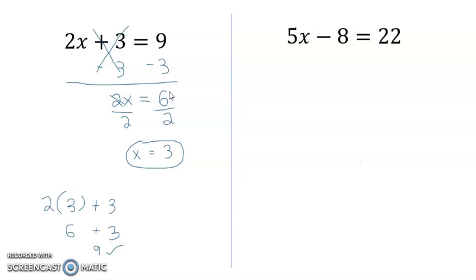Let's take a look at our second example. 5x minus 8 equals 22. This means we multiplied 5 times x and then subtracted 8 to get 22. We're going to undo that order of operations and we're going to work backwards. So if the last step I did was subtract 8 to get 22, I'm going to do the opposite and add 8.